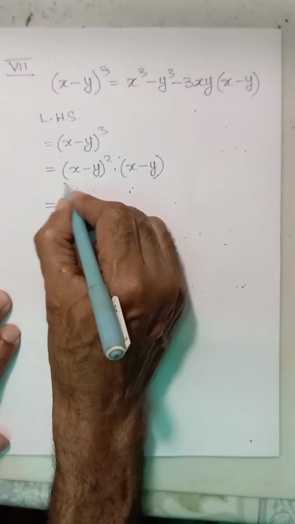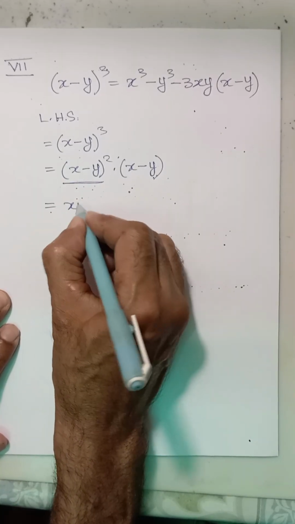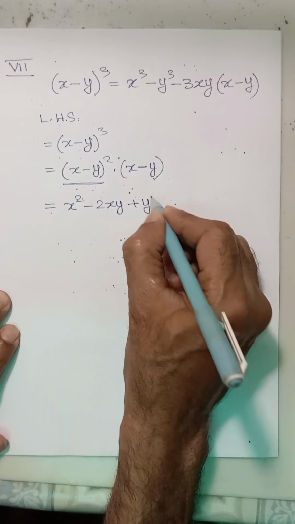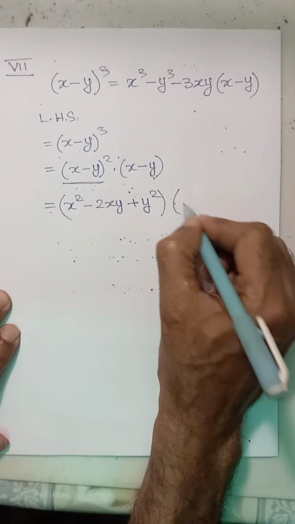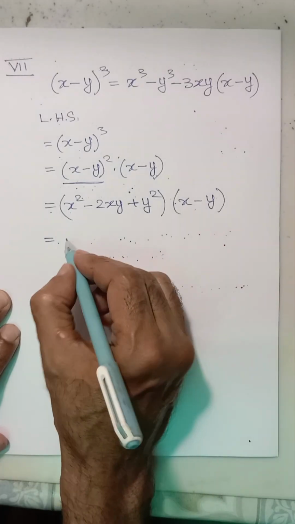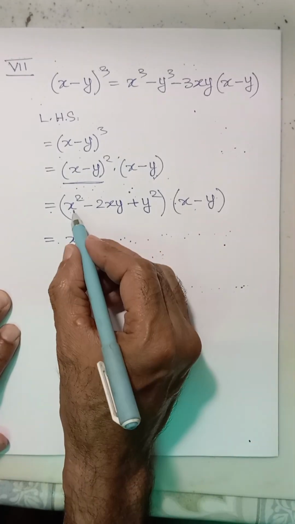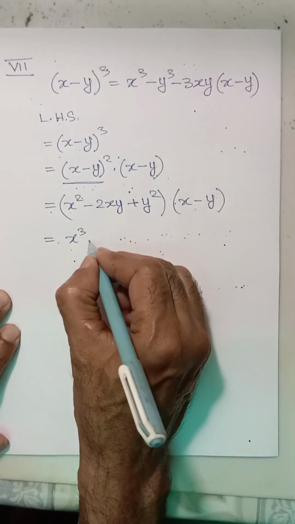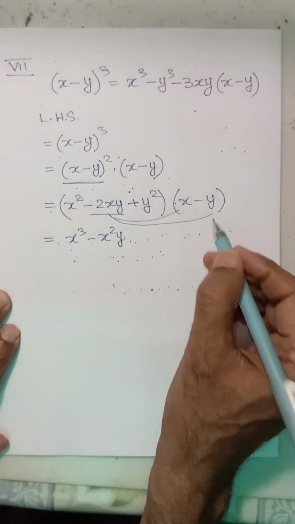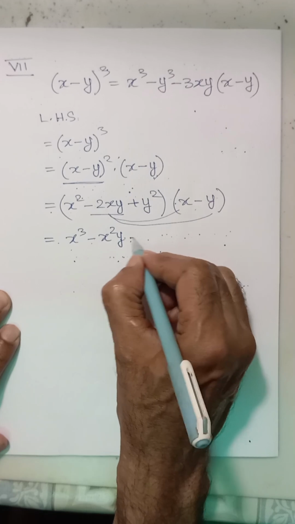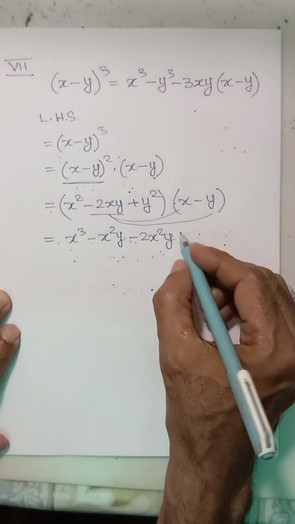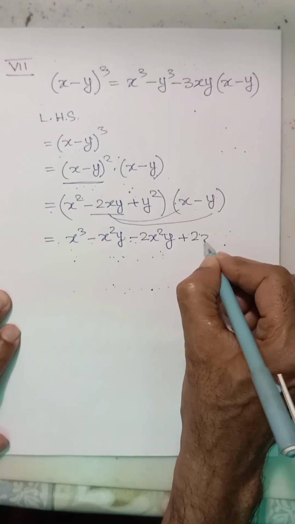Now we'll expand it. This will be equal to (x² − 2xy + y²), we'll keep it in a bracket, and then (x − y). This will be equal to x² into x, x³, x² into −y, minus x²y. Now we'll multiply this by this and this by this. So −2xy into x, −2x²y, and −2xy into −y will become plus 2xy².